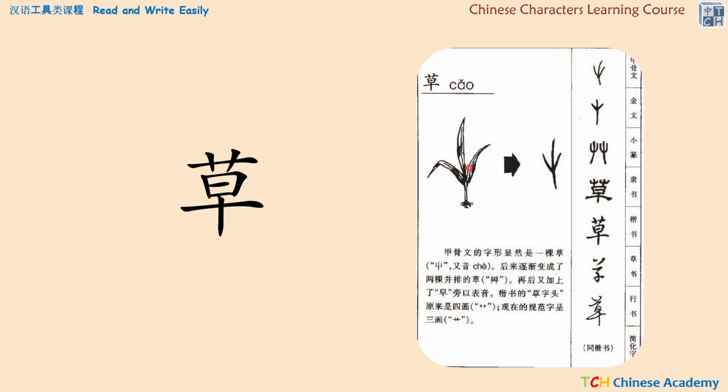Well, let's look at the picture. Oh yes, this one is pretty simple. Based on this picture, we have the very original character like this, and then gradually we make it more complicated like this. So it means grass, and it is pronounced cao, 草. Actually, this kind of plants all have a radical on the top. We call this the grass radical. So 草.